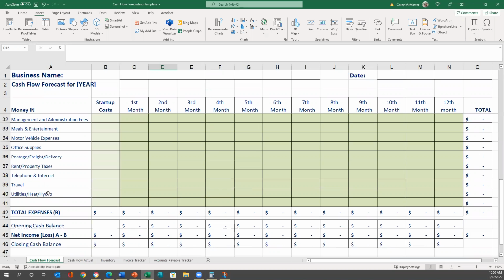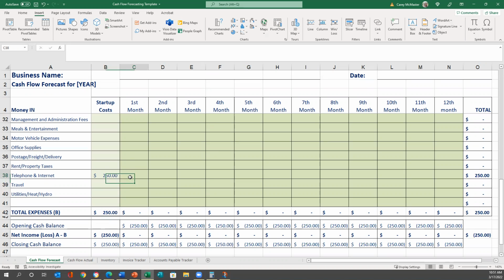I know that for telephone and internet, I'm going to purchase a new phone, set up a subscription, and get my internet. My research has shown that as a startup cost, that's going to cost me $250 based on the plan that I've decided to take. When I populate the spreadsheet, you can see at the bottom here my opening balance, my net income or loss, and my closing balance changes. So as I populate this section, you'll see that the numbers start changing.